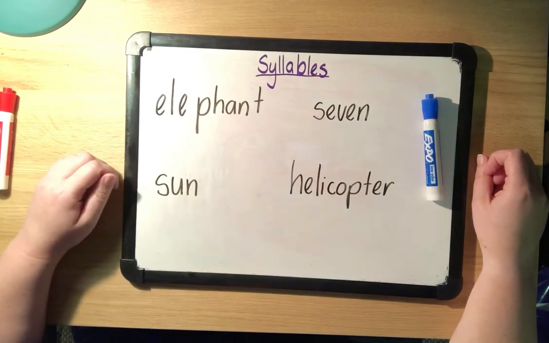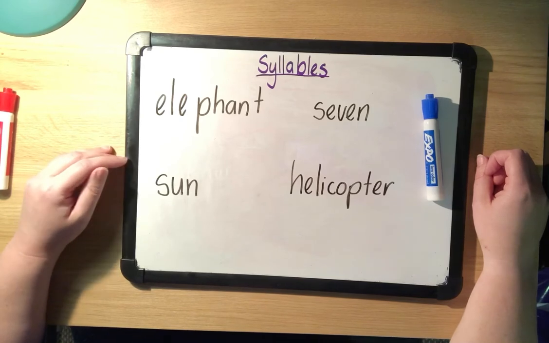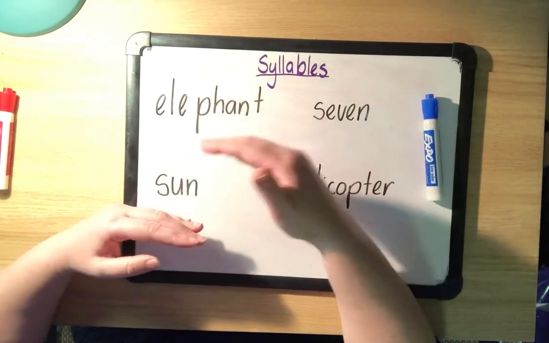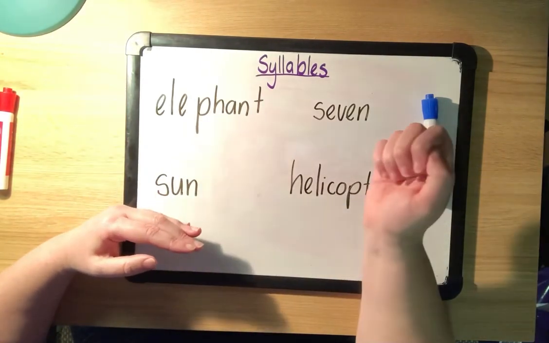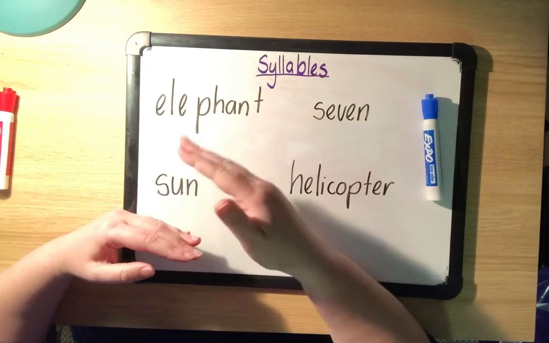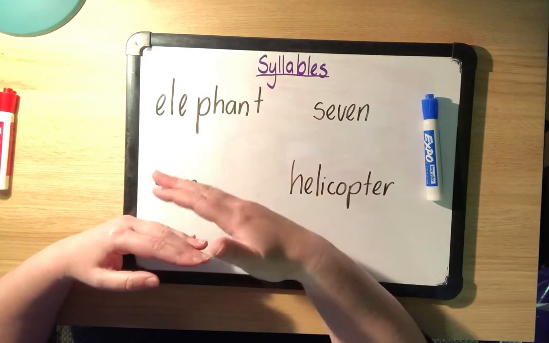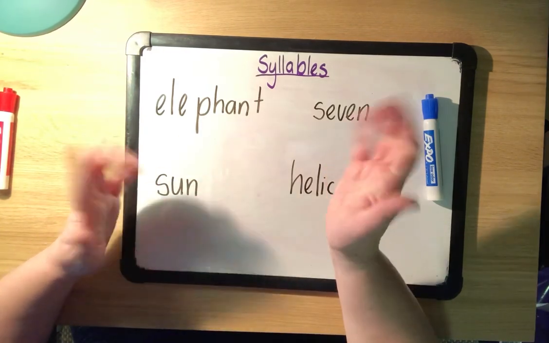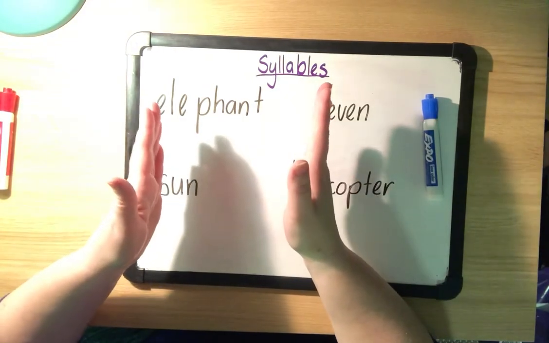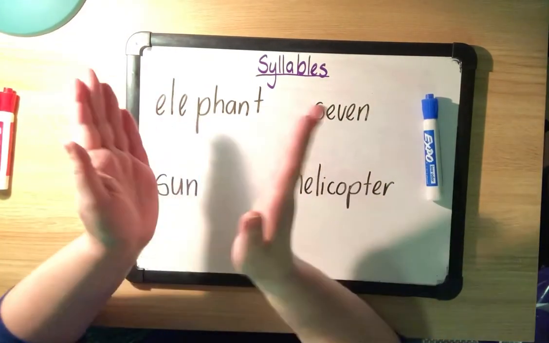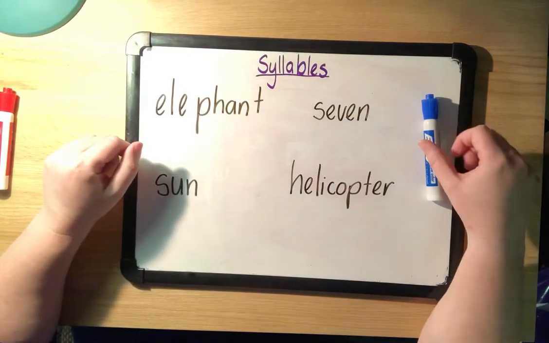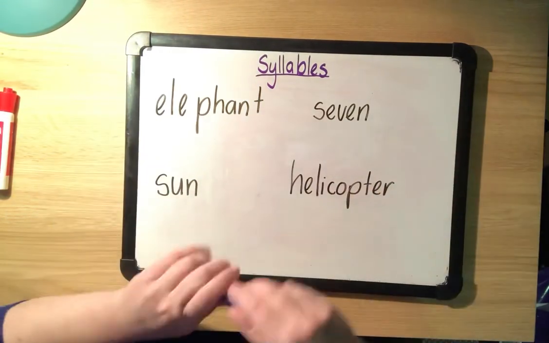Put your hand underneath your chin and say the word with me. 3, 2, 1. Elephant. You should have felt your chin drop down onto your hand. Let's do it again. 3, 2, 1. Elephant. Now let's clap it. Get your hands out. 3, 2, 1. Elephant. We clapped 3 times, so there are 3 syllables in the word elephant.